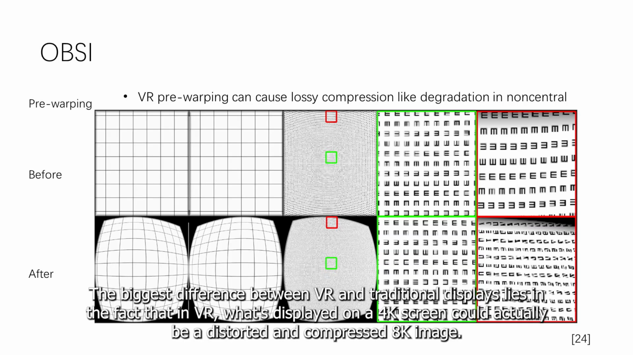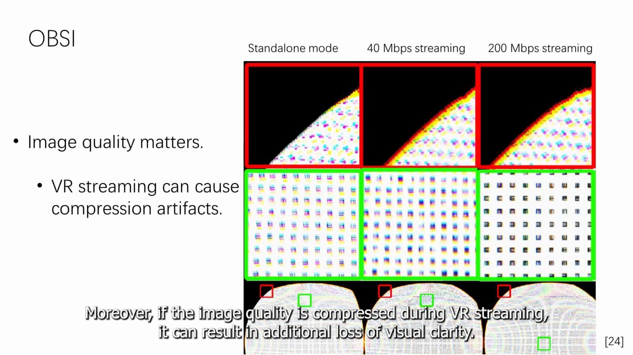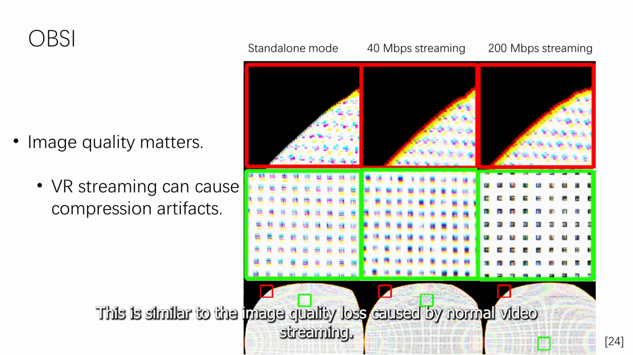The biggest difference between VR and traditional displays lies in the fact that in VR, what's displayed on a 4K screen could actually be a distorted and compressed 8K image. This image distortion and its correction by the optical system can lead to a loss of visual clarity in non-central areas. Moreover, if the image quality is compressed during VR streaming, it can result in additional loss of visual clarity. This is similar to the image quality loss caused by normal video streaming.